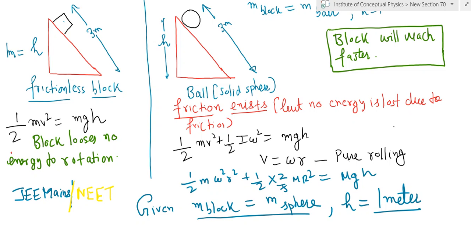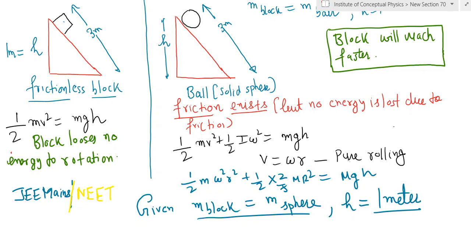All right, so this is an important numerical for JEE Mains and NEET, and two situations are given. There is a block and a sphere which are moving down the ramp. The ramps are identical. The mass of the block and the mass of the sphere are equal, and the question is which of the two will reach faster.